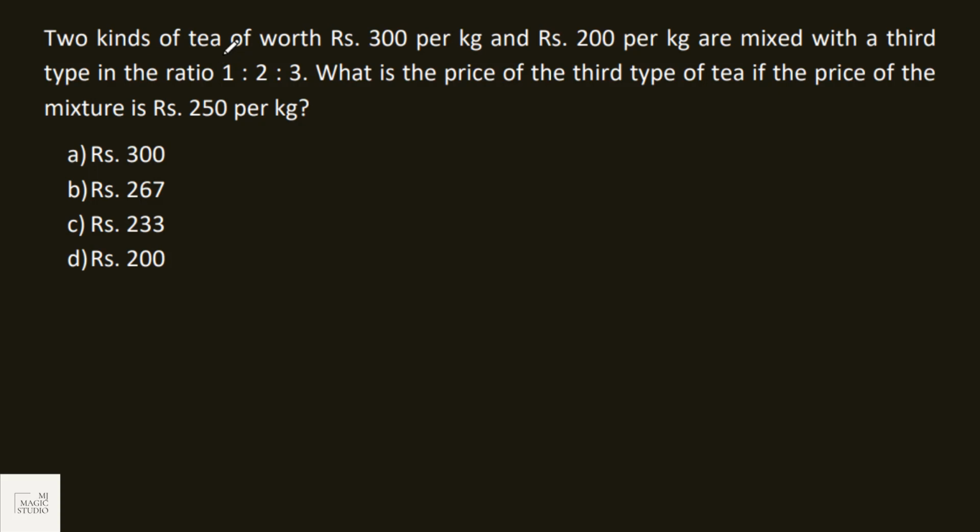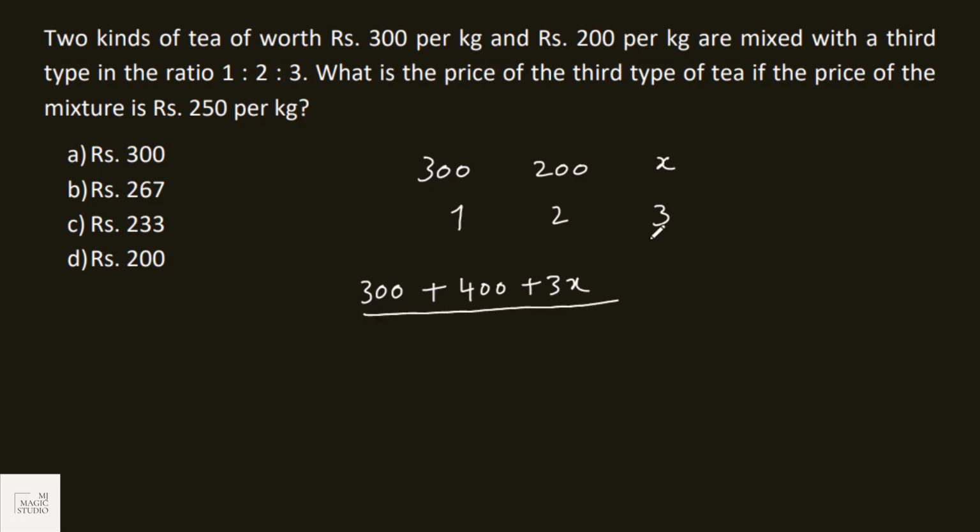Two kinds of tea worth rupees 300 per kg and 200 per kg are mixed with the third type in the ratio of 1, 2 and 3. Let its price be X. What is the price of the third type of tea, that is X, if the price of the mixture is 250? We just need to multiply and divide by the total weights. Let us take the weights as 1, 2, 3. So 300 into 1, 300, plus 200 into 2 is 400, plus X into 3 is 3X, divided by the total weight, 3 plus 2 plus 1 is 6, that is 250.